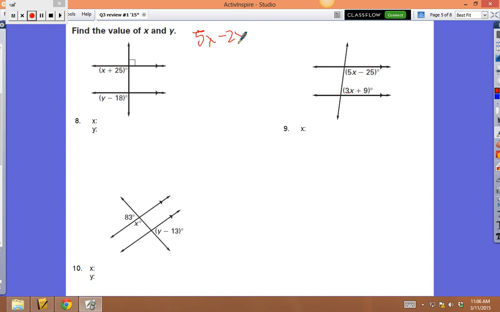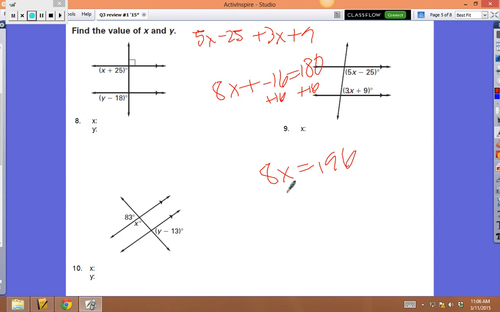So 5x minus 25 plus 3x plus 9, so you get 8x minus 16, and that equals 180. So I'm going to add 16, so 8x equals 196. Divide by 8, divide by 8. So x equals 49 halves, or if you change that to a decimal, that's 24.5. So that's okay if you get a decimal.